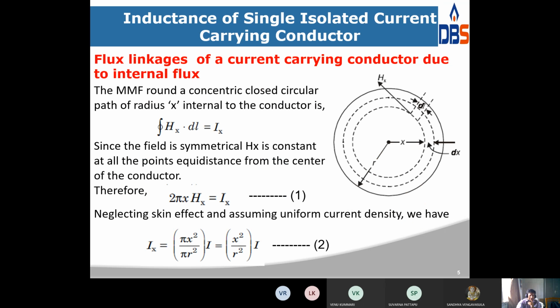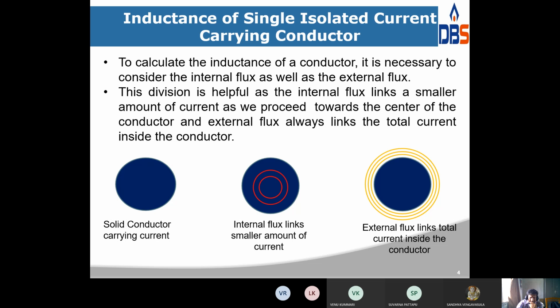You see this slide. Whenever you give current to the conductor, it develops internal flux as well as external flux. First of all, we have to calculate the internal flux and then the external flux, and then calculate inductance. Inductance is the ratio of flux linkages to current. Both fluxes add, and then divided by current, that is nothing but inductance, right?